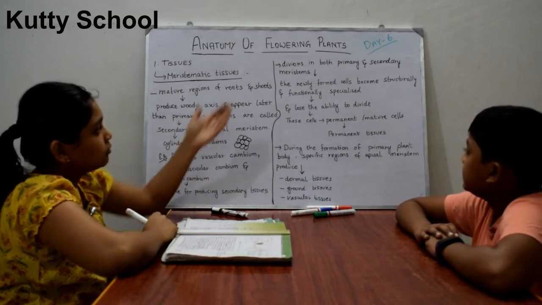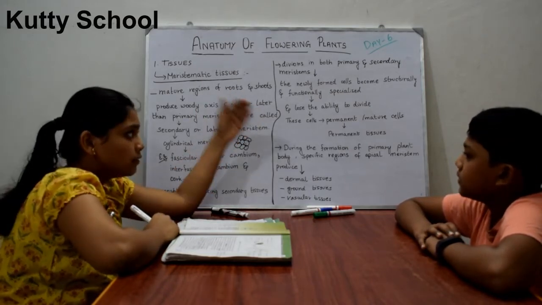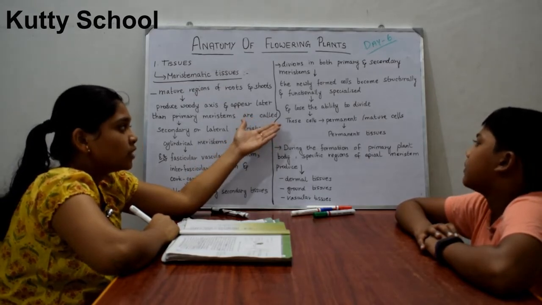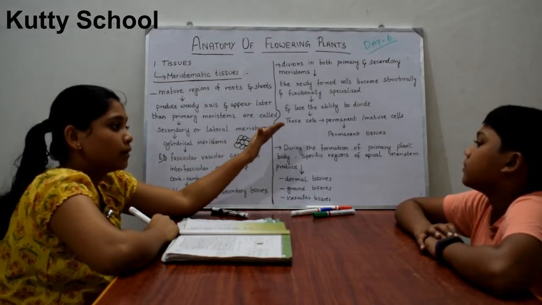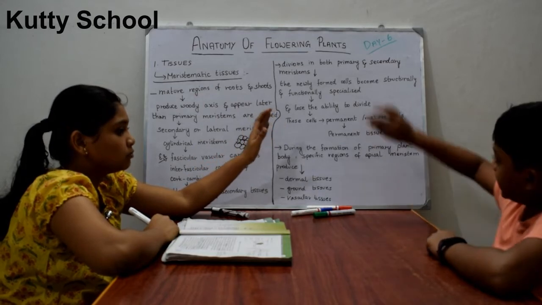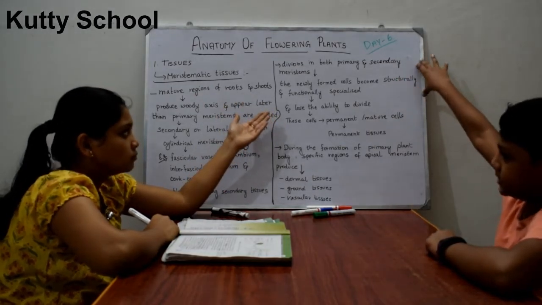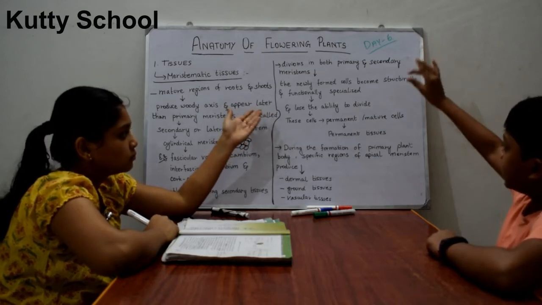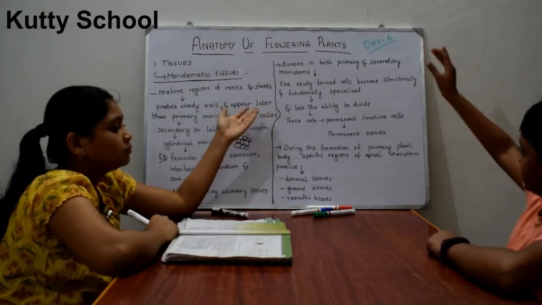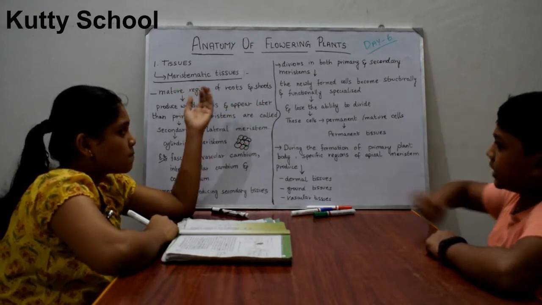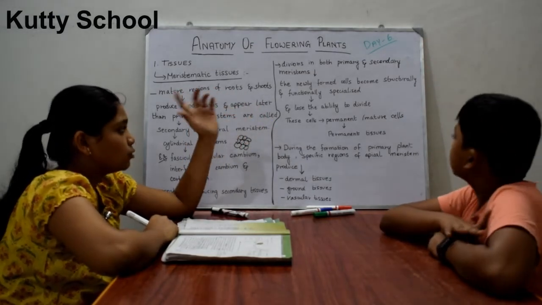So if these cells are specialized, they will lose the ability to divide. And some cells can regain the ability to divide. After developing, when they gain specialty, they lose the ability, but then after some time some cells get the energy to regain it. They regain the ability to divide.